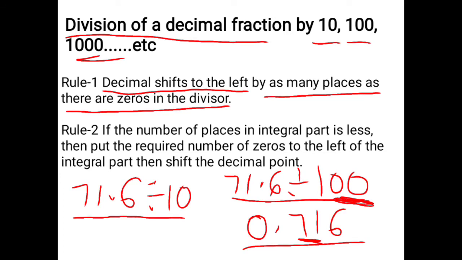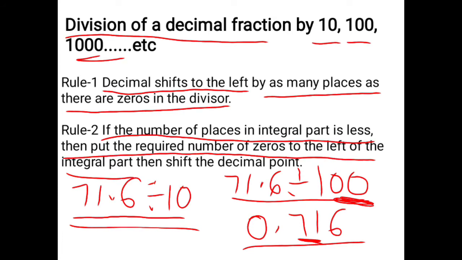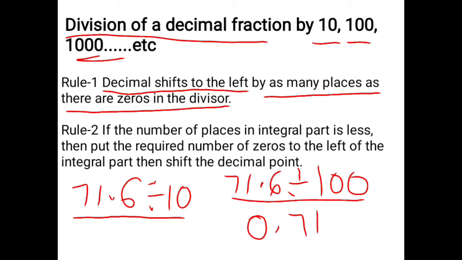Okay, you can directly write the answer, or you can solve step by step, which I already told you. Now the second rule says that if the number of places in the integral part is less, then put the required number of zeros to the left of the integral part, then shift the decimal point. That means if you are dividing the same number by 1000, I am writing here again on this same page. So here we are dividing the same number by 1000.